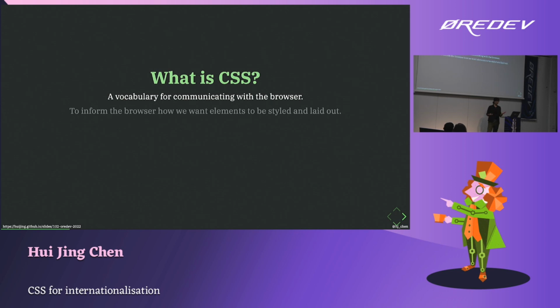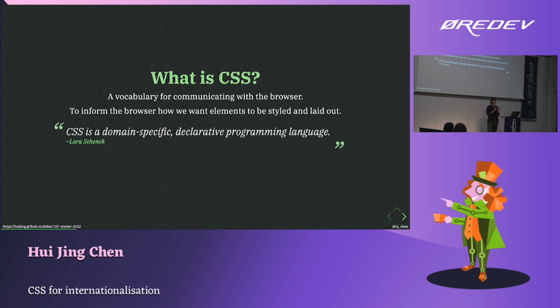But it's true, and more than 2 decades later, we went from what seemed like trying to communicate to a toddler to having a pretty comprehensive vocabulary for telling the browser how we want stuff on our web pages to look like. And Lara Schenk wrote a great piece about the nature of CSS, concluding that it is a domain-specific declarative programming language. And I really like that definition.